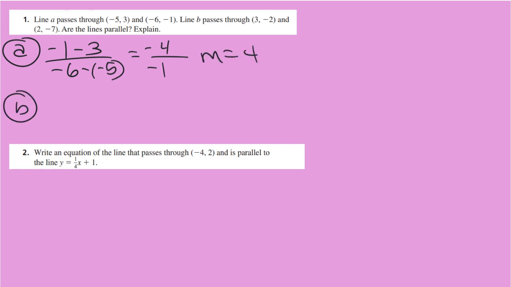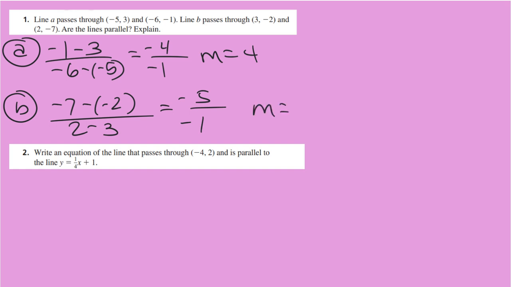In B, we have -7 minus -2 over 2 minus 3. -7 minus -2 gives me -5, and 2 minus 3 gives me -1. Simplified, this gives me 5. Are my lines parallel? No, not parallel lines.